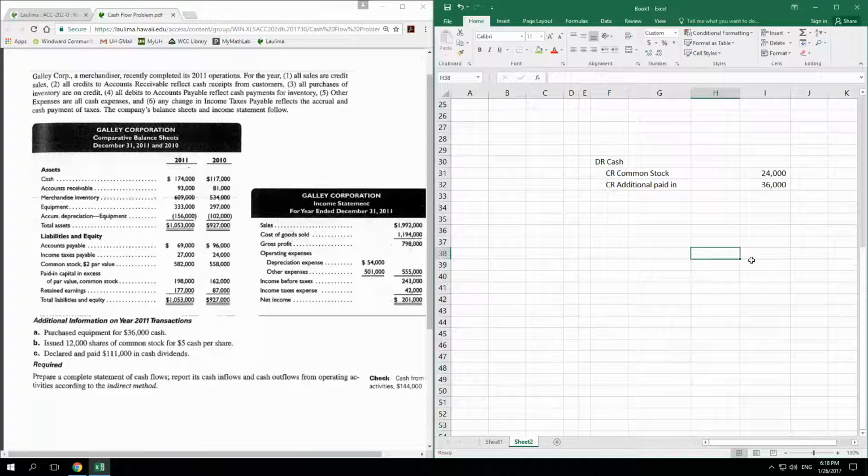The $2 is the par value. You see right here, common stock. That's the legal value in your charter. But remember now, the stock trades, you can sell it out on the market and the price could vary, right? So in this case, they sold it for $5.